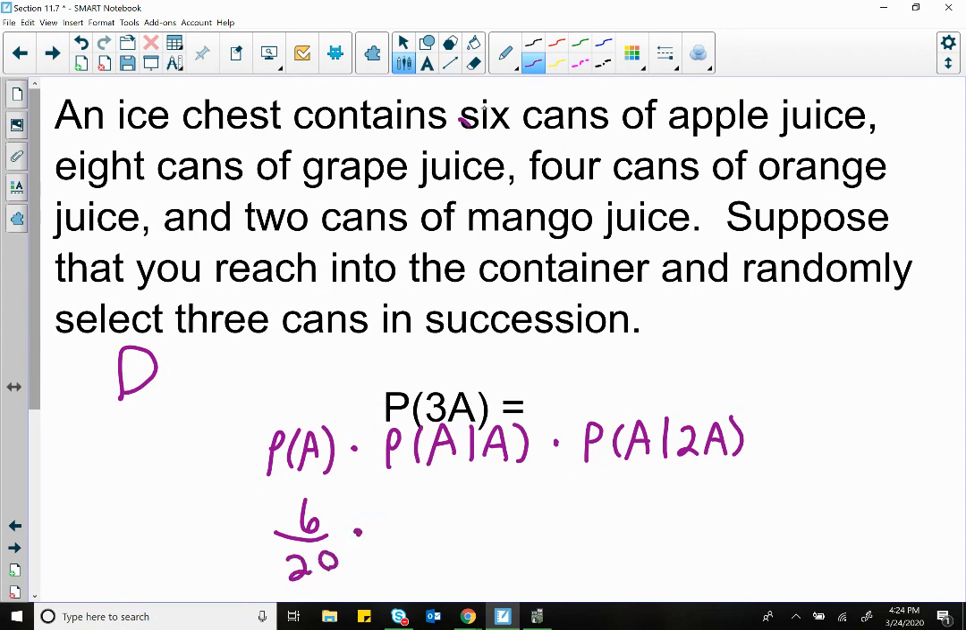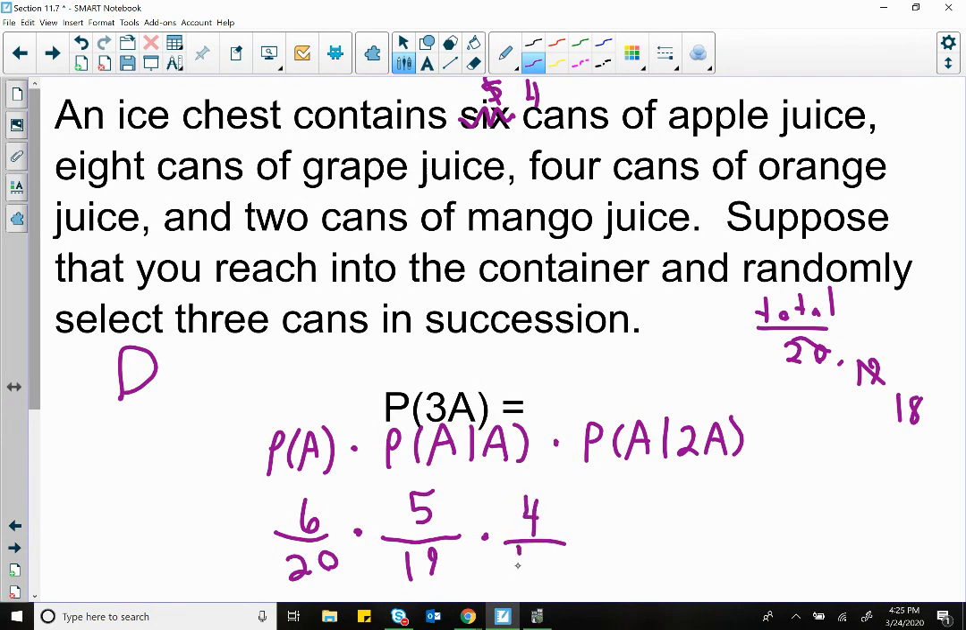Times, well, okay, so the 6 is now a 5, and there was a total of 20, which that 20 has now turned into 19 because we took a can out. So how many apples do I have now? I've got 5 out of how many cans? 19. So now we're going to mess with that. That 19 now becomes 18. The 5 becomes a 4. So now the probability we have is 4 out of 18 for that last can.